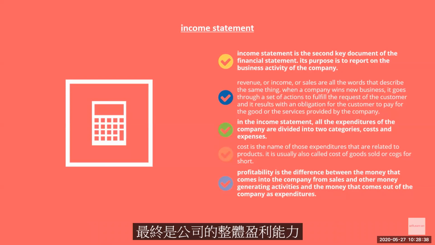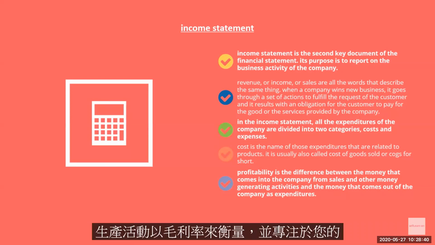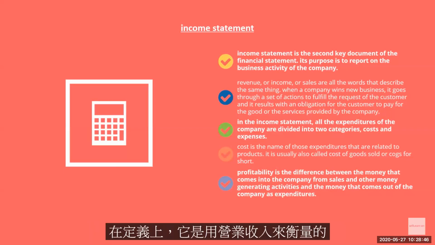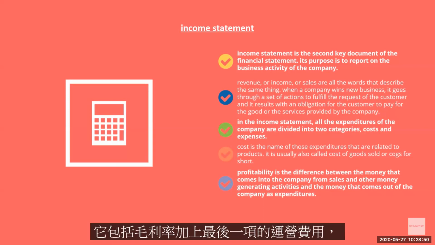The profitability from production activities is measured by the gross margin and focuses on your products or services. The profitability from business activities is a bit wider in definition. It is measured with the operating income. It includes the gross margin plus operating expenses.